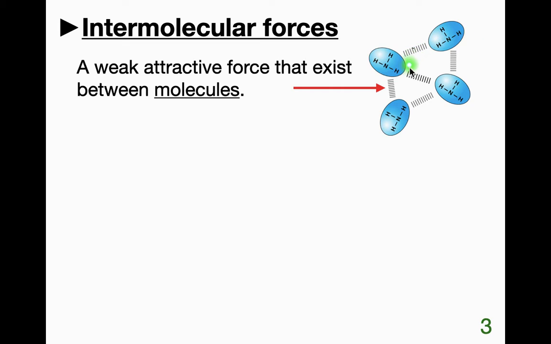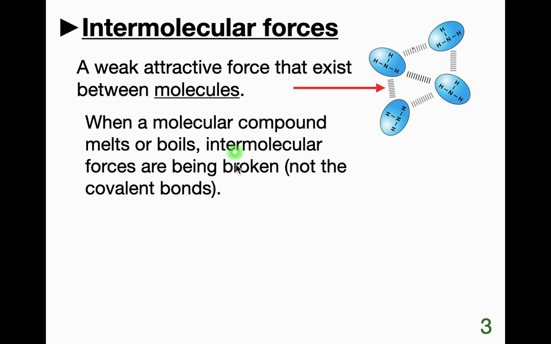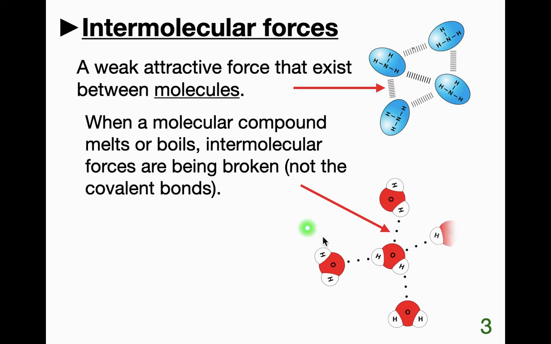So here's ammonia. The dashed lines here represent this force of attraction. Again, don't confuse that with the covalent bonds within the molecule itself. When a molecular compound melts or boils, intermolecular forces are being broken, not the covalent bonds. So if I was to melt ammonia, it's not the covalent bonds, it's the intermolecular forces between the molecules. For water, when you melt water, you're breaking the bonds between the water molecules.